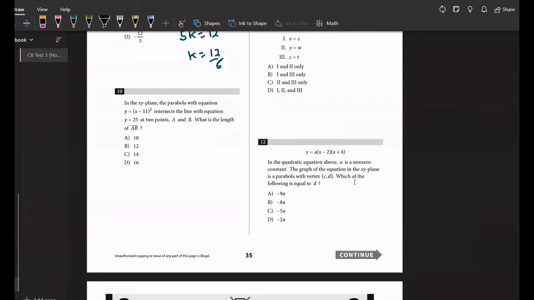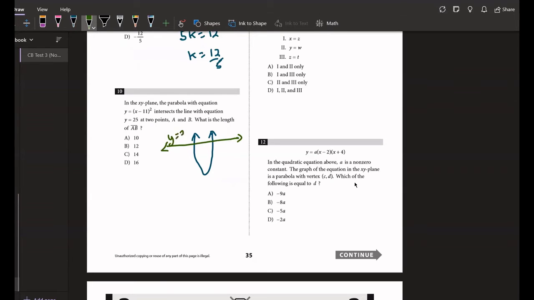So there is a parabola which is given as y equals (x minus 11) the whole squared. So the parabola is a vertical parabola and it's upward opening. It intersects the line y equals 25 at 2 points. So y equals 25 is basically a horizontal line. So it is like this.